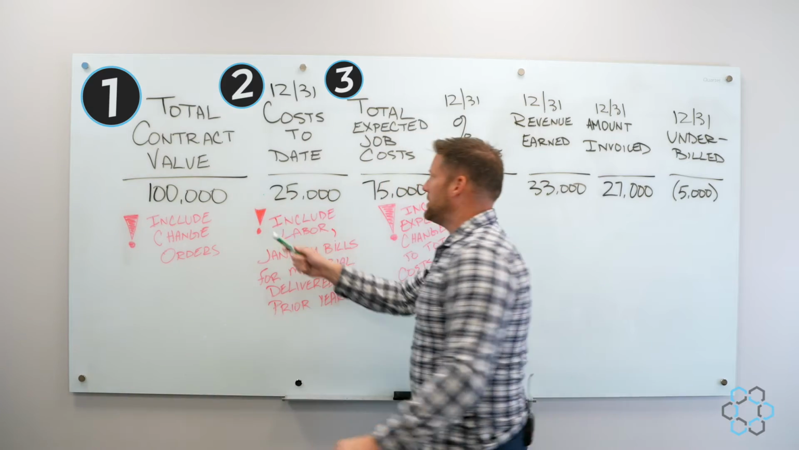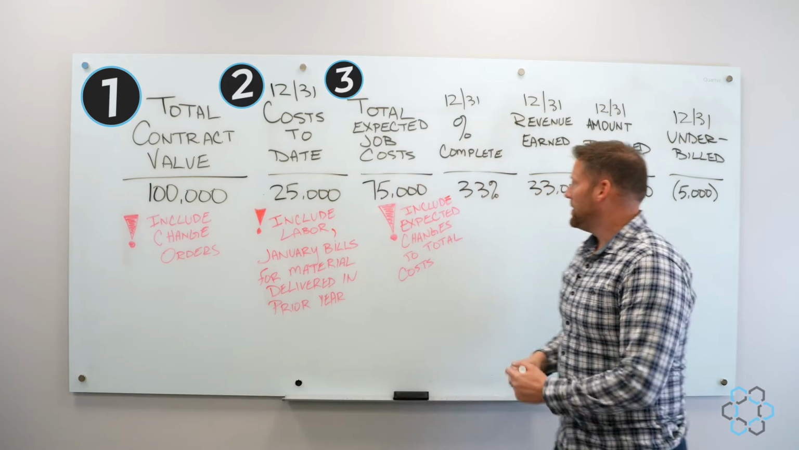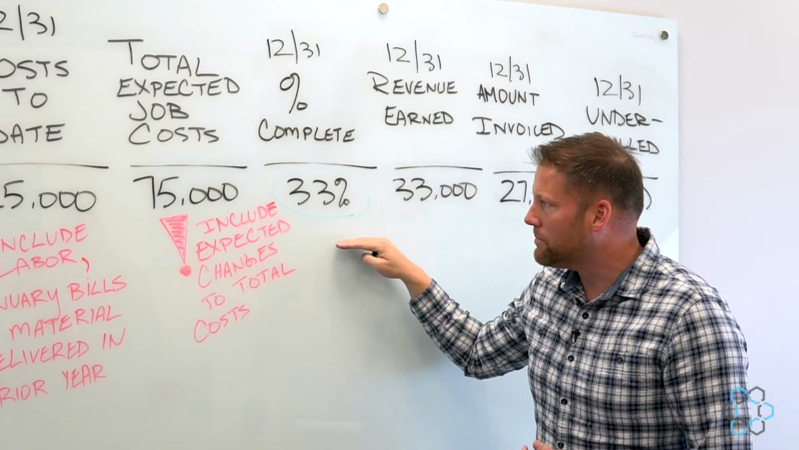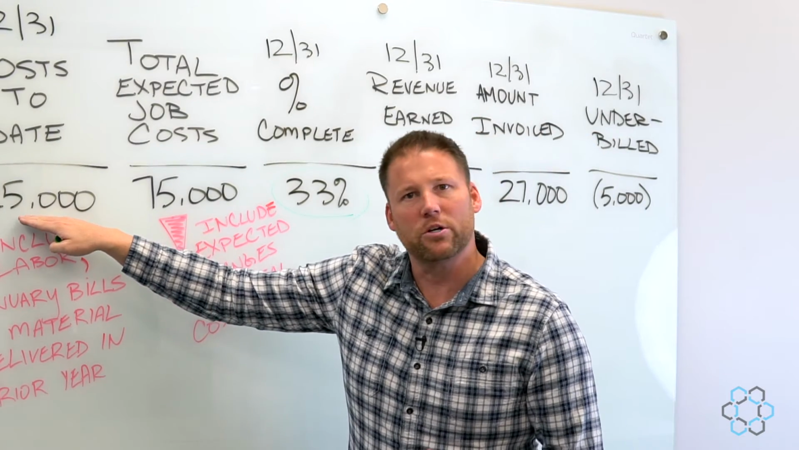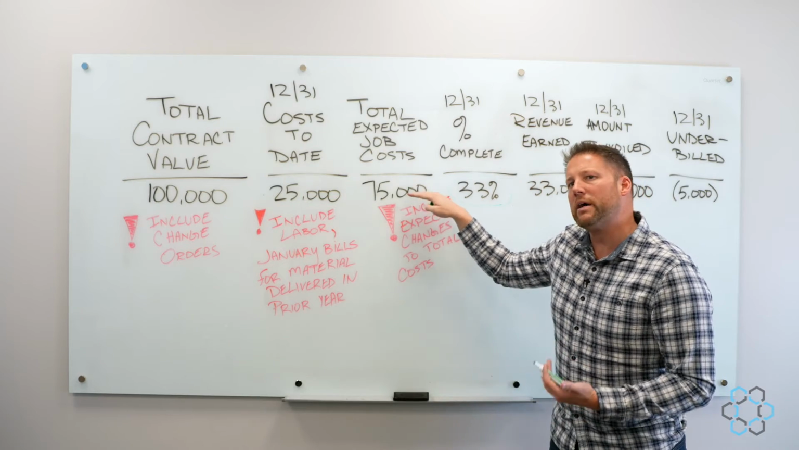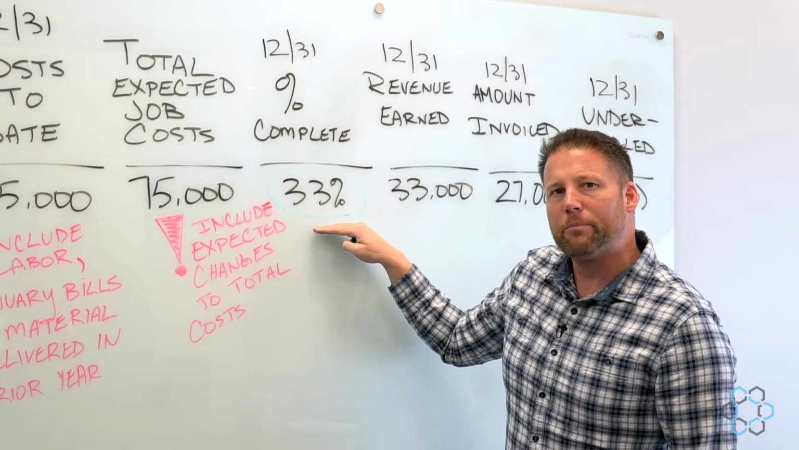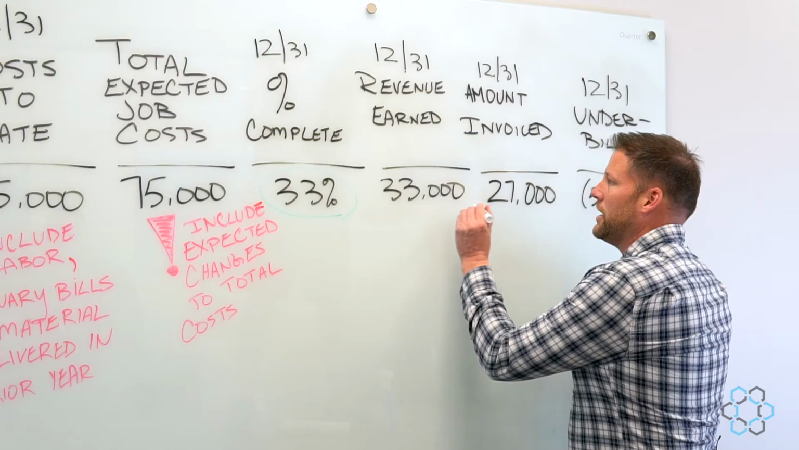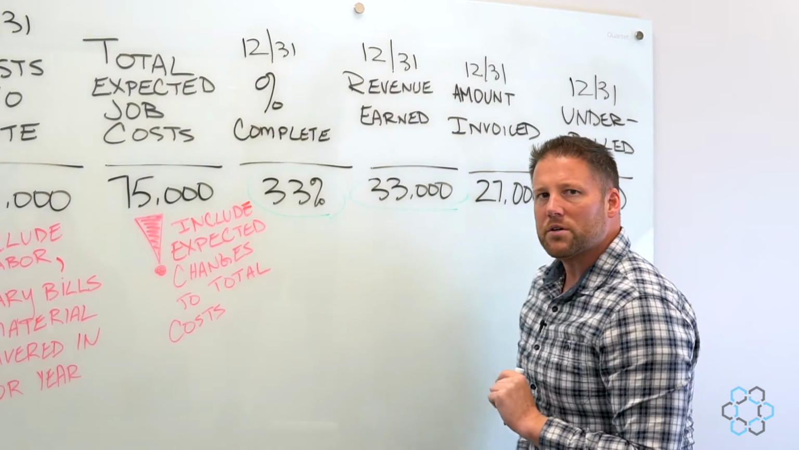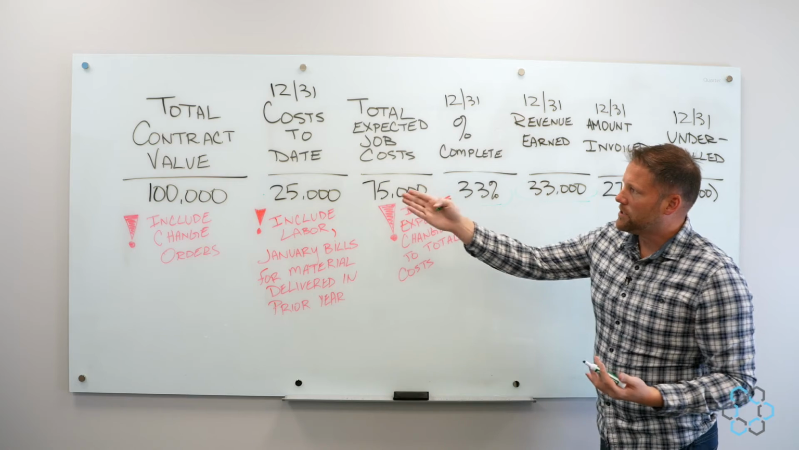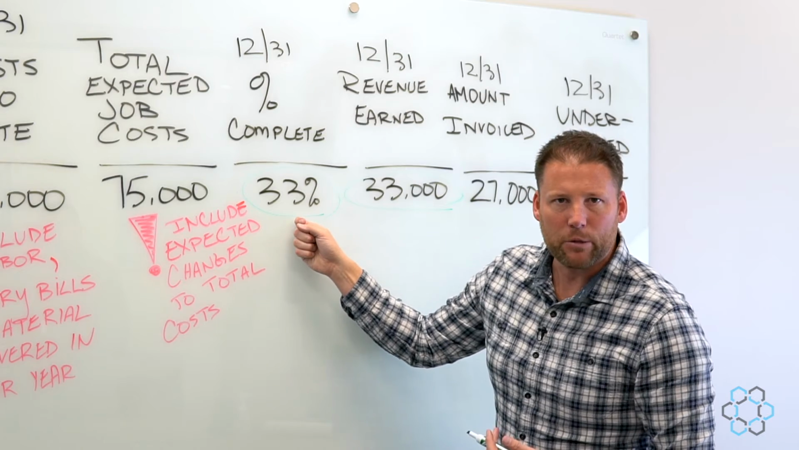Once you've got those 3 data points together for us, this then calculates automatically for you. This 33% complete number is looking at the relationship between your cost to date and what you've spent so far versus what you expect to spend. And with 33% complete, that relationship then gets compared to your total contract value to determine what have you earned so far. Your earnings or your revenue is simply your contract value multiplied by your percent complete.